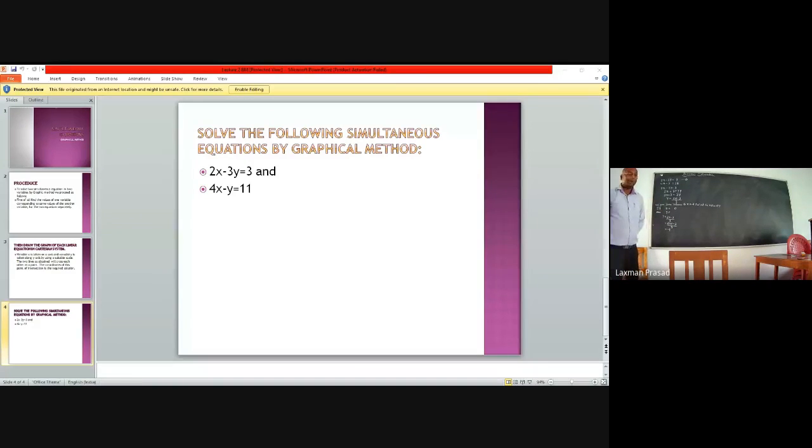2 into 0 equals 0. Minus 3 divided by 3 equals minus 1. So if the value of x is 0, then the value of y is minus 1. Okay? If the value of x is 0, then the value of y is minus 1. In the same way, if the value of x is 3, then again we should solve this equation. Fine.